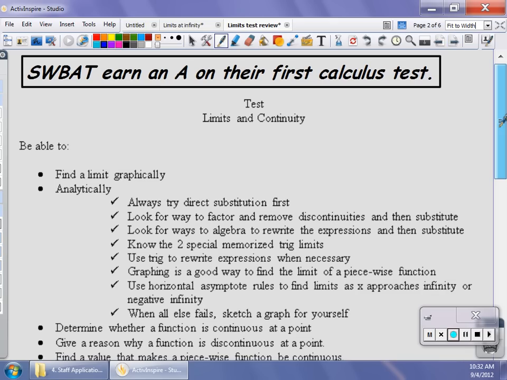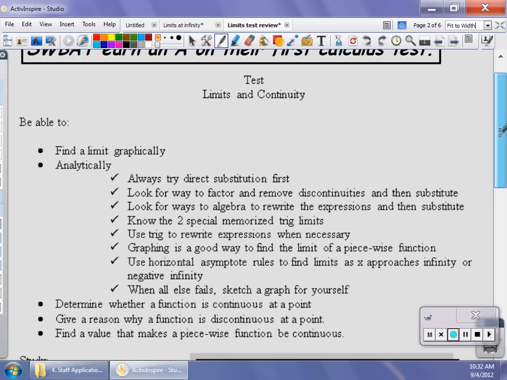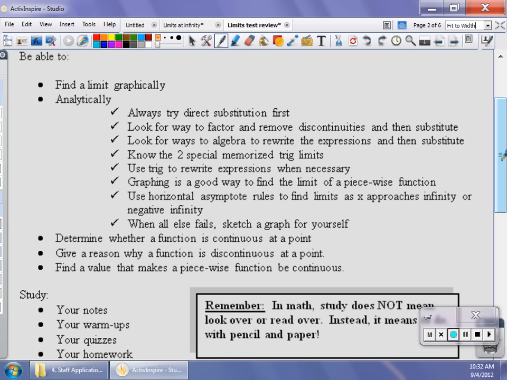Just to remind you, in order to earn an A on your test, these are the things that you should know and be able to do. You should be able to find a limit graphically, which includes being able to sketch the graphs of functions that you've experienced in the past in order to find a limit if necessary. You need to be able to find a limit analytically.